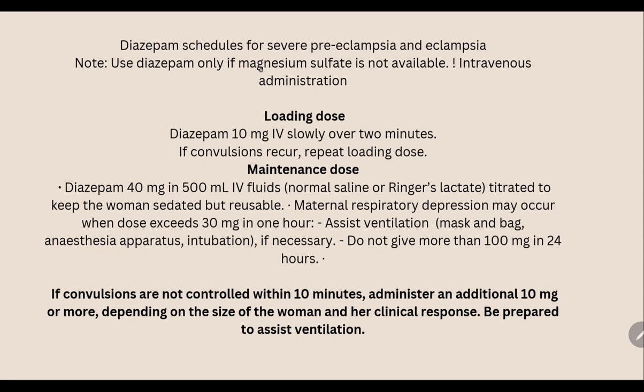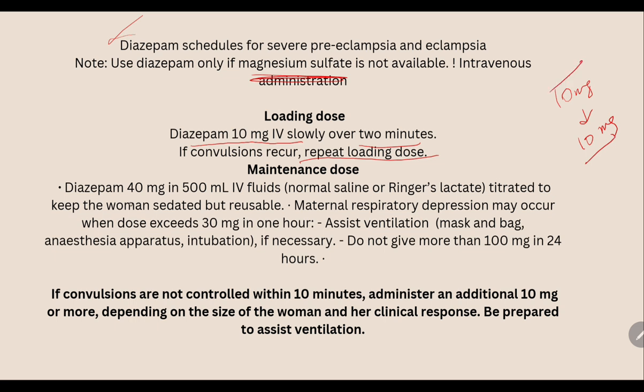Next, if magnesium sulfate is not available at your center, only then you would have to think about diazepam. Okay, anticonvulsant diazepam. How will you give diazepam? Diazepam 10 milligram IV slowly over 2 minutes. If convulsion recurs, repeat the loading dose. You can repeat it, that is 10 milligram. After that, if the convulsion again occurs, then you can add 10 milligram again.